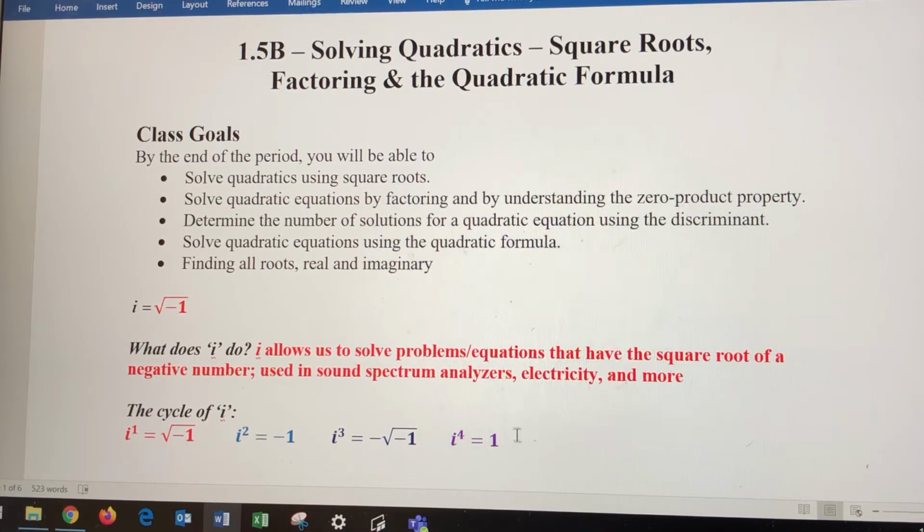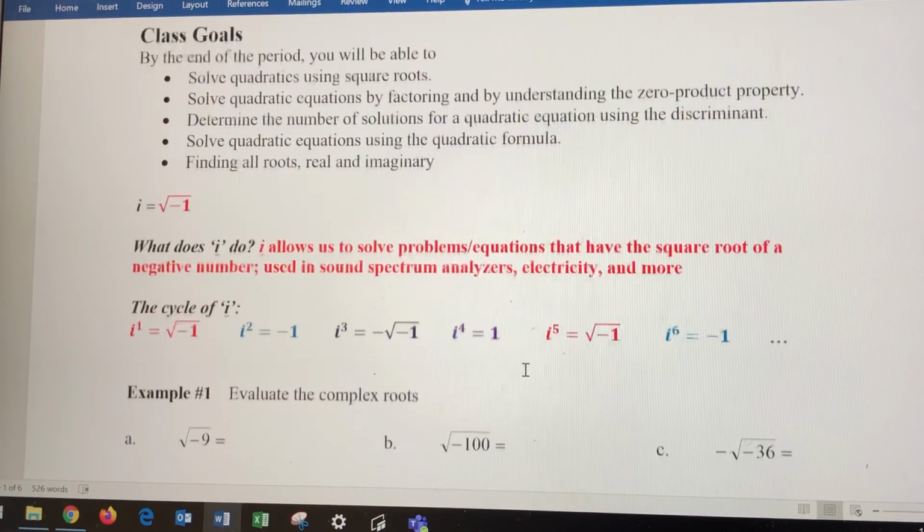So i to the fifth would be 1 times i to the first, or square root of -1, and then i to the sixth would be the same as i squared, and that pattern continues forever. So i to the seventh would be the same as i cubed. i to the eighth would be the same thing as i to the fourth, and so on, okay? So if you can remember that cycle, that's very helpful down the road.